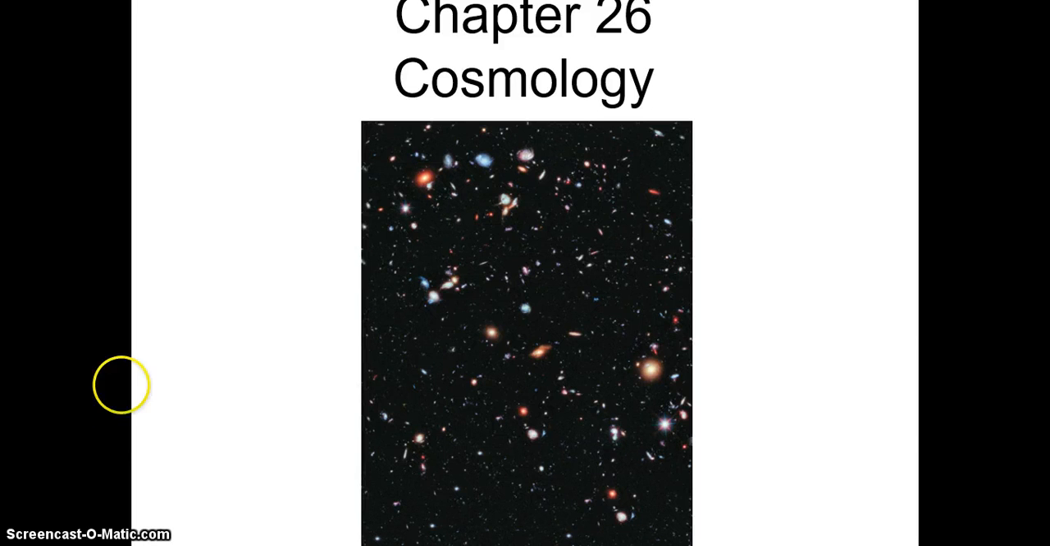All right, cosmology, chapter 26. So this is a picture of an image from Hubble, the Hubble Space Telescope, and in it, virtually everything you see is a galaxy, and they're all red-shifted and follow Hubble's law. All right, so what we're going to do is study the universe as a whole, like the entire universe. That's the subject of cosmology.